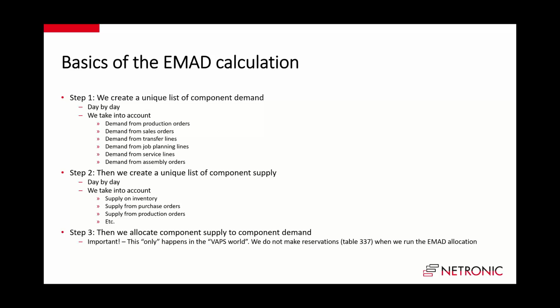sometimes we can produce products that we can both sell and then use for further production. We take demand from transfer lines, from job planning lines, from service lines, and from the assembly orders.